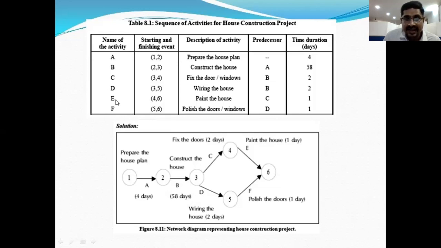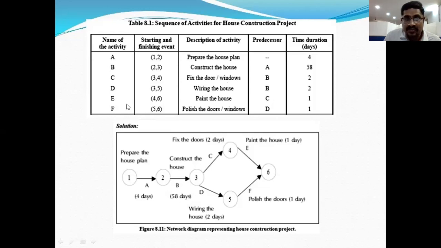And next, the painting activity. The painting activity has the preceding activity of C. Here C activity is to fix the doors and windows. Only when the doors and windows are fixed do we do the painting of the house. So C activity is a preceding activity to E activity. If C is completed, then only E activity will perform. Am I right? And finally, F.